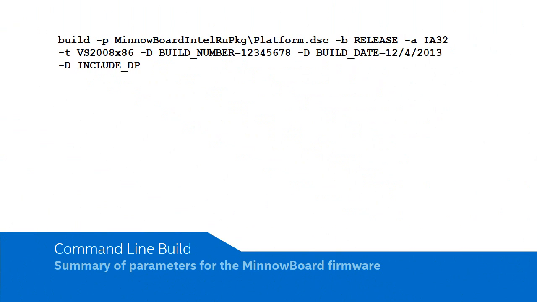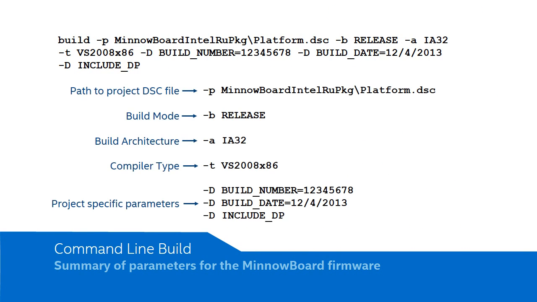Before building, let's review what's going on. The first 4 options set the build environment. -P specifies the project. This is the relative path to the MinnowBoard DSC file. -B specifies the build mode, which is release or debug. -A specifies the build architecture. IA32 is for 32-bit UEFI on Intel processors. -T specifies the compiler, which is important for the build environment.